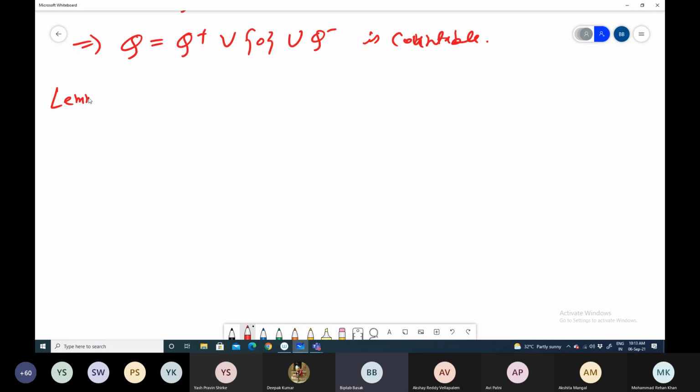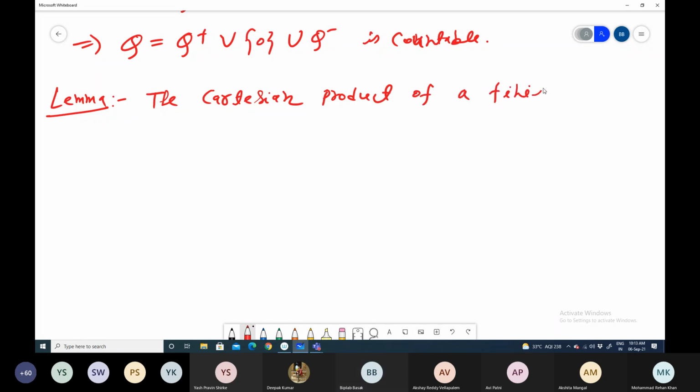Okay. Now the next lemma is: the Cartesian product of a finite number of countable sets is countable.